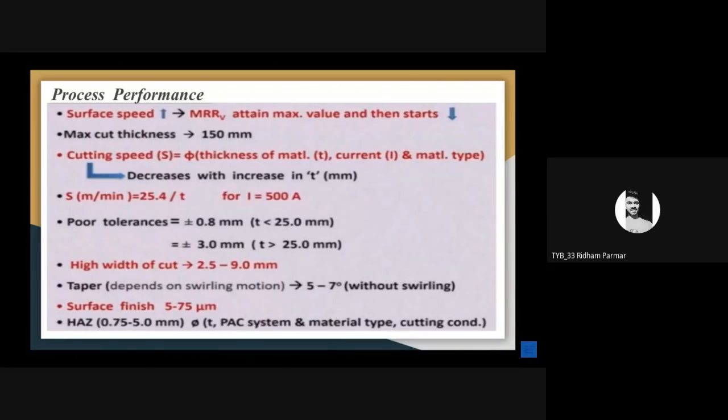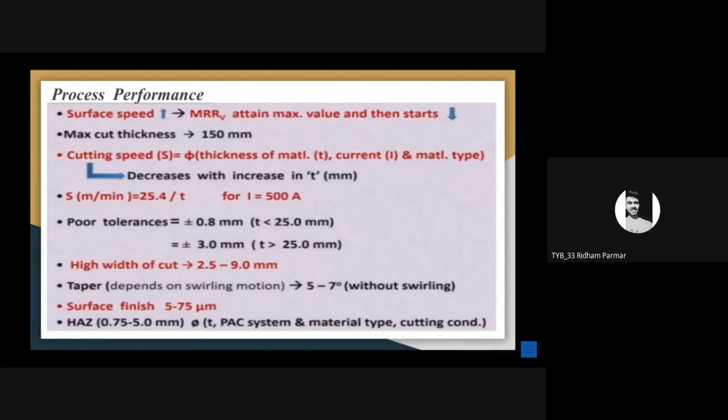The tolerances obtained are poor and depend on the thickness of the material being cut. For example, a tolerance value of plus minus 0.8 mm may be achieved if thickness is less than 25 mm, and plus minus 3 mm if thickness is greater than 25 mm. Width of cut is also quite high, that is 2.5 to 9.5 mm, and taper depends on whether flooring is used or not. Surface finish of the cut edges ranges from 5 to 25 micron.